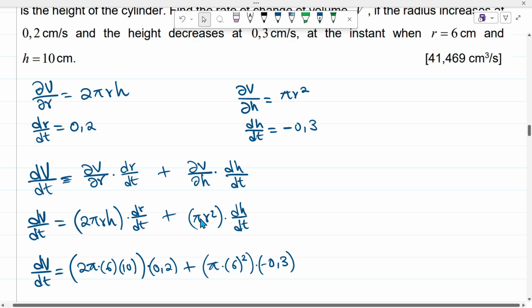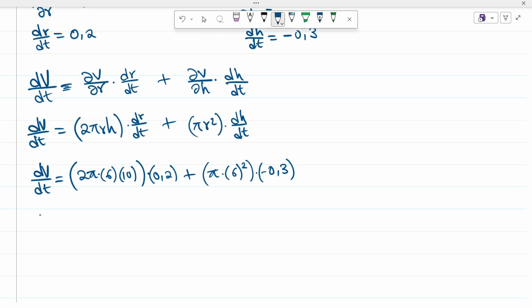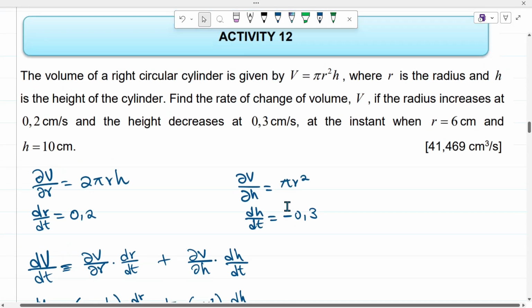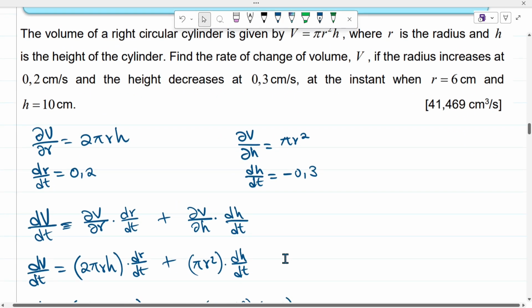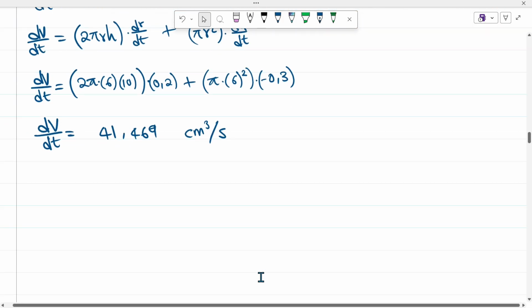And then we just press on our calculator, and we'll get that dV/dt is equivalent to 41,469 cubic centimeters per second. So this is going to be the rate of change of volume for this question. So we successfully answered this question. That's it, guys. Whenever they say rate of change of volume, you just know that you're calculating a rate of change. You just need to manipulate the formula with the use of the equation that you're given, and then you do the substitution and get your final answer.